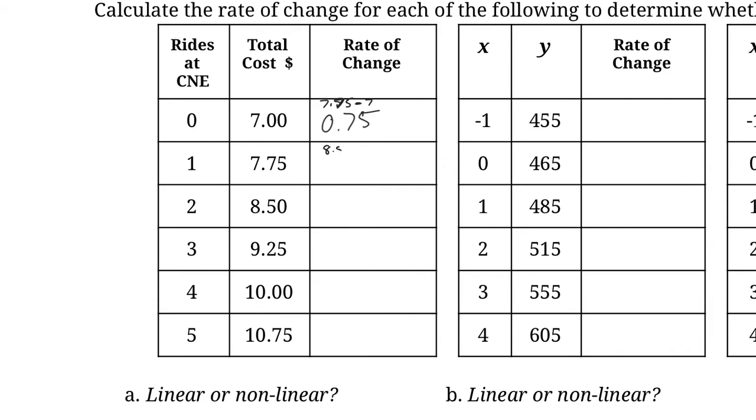We can do that again, 8.50 minus 7.75, and we get 75 cents. So our cost is all going up by 75 cents. And since the number of rides is all going up by 1, this is in fact our rate of change. It costs 75 cents for one ride. And since the change in the cost goes up by the exact same amount for every one ride that's added, that means that this is a linear relation.